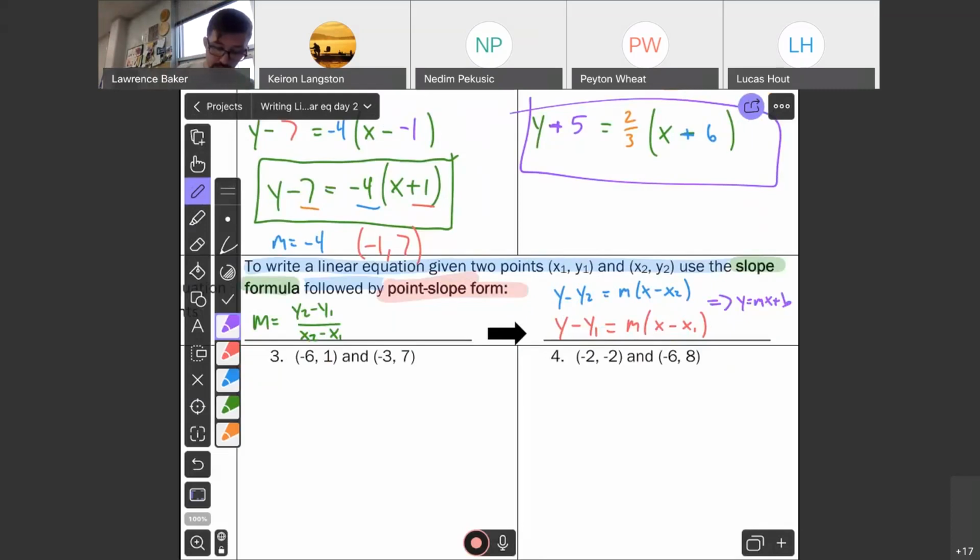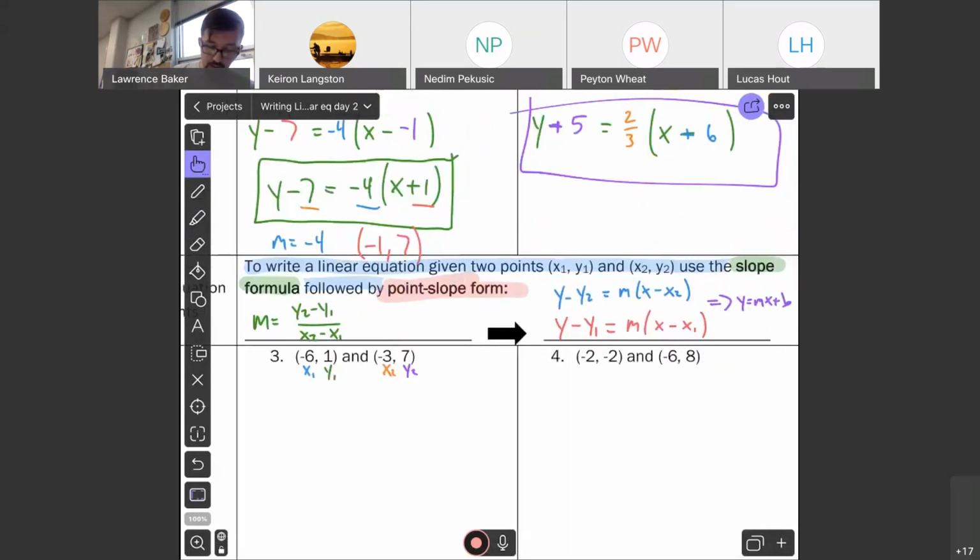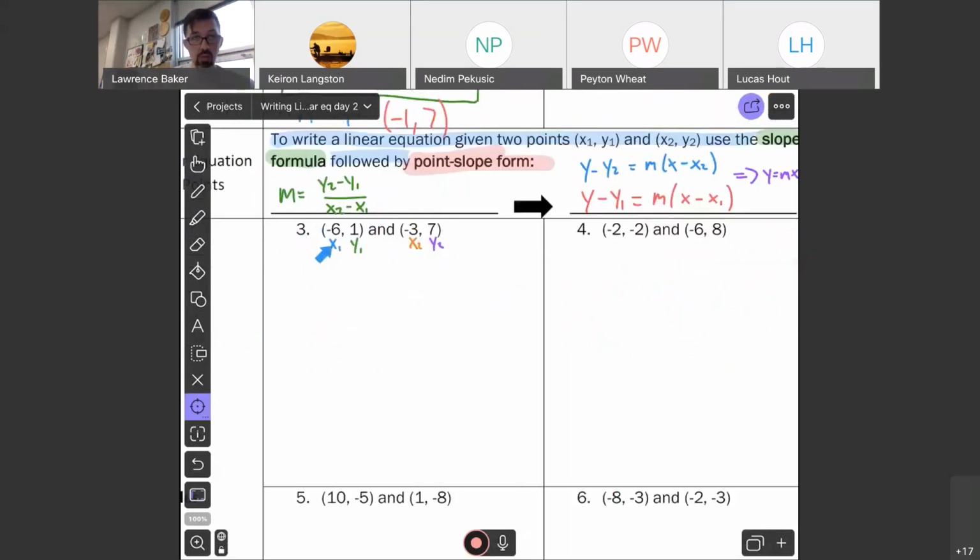If it helps you, label the points x1, y1, x2, y2, okay? But you should get to the point where you don't need to do that anymore. Again, watch, I've seen a lot of students mess that up. I've messed it up in the past, right? Like I write x1 and then I write x2, then I write y1 and y2. So make sure you have x, y, x, y.